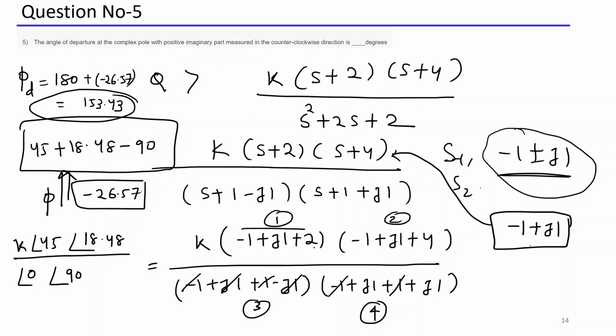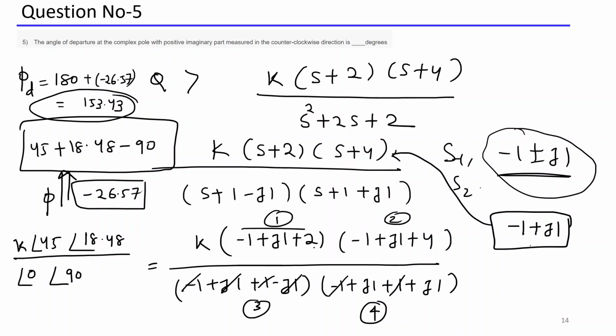Are you following me? How I calculated angle of departure? This is the simplest process, okay? Otherwise, at every point you need to find out the pole's angle or add it. At every other point, you need to find out the angle of all the zeros, then add it, subtract it. Then again, you have to subtract it from 180. You get confused in the examination.